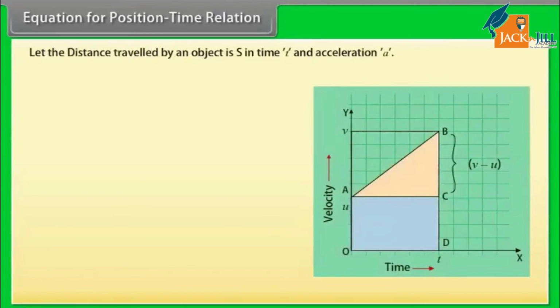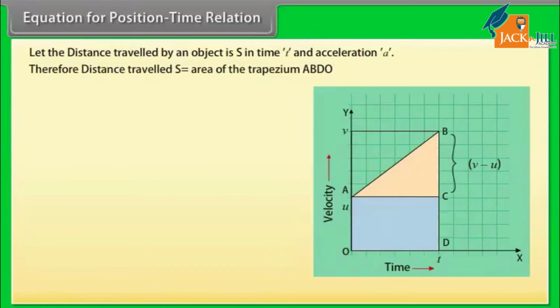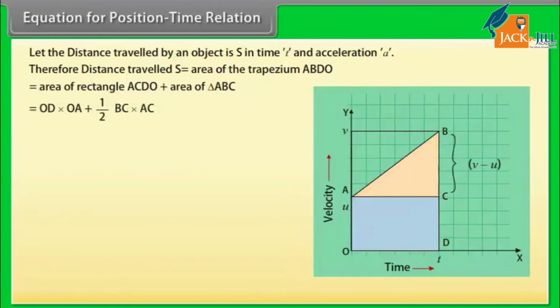v equals u plus at, which is the first equation of motion. Equation for position-time relation. Let the distance traveled by an object be s in time t with acceleration a. We can see that the distance traveled by the object is obtained by the area enclosed within. Therefore, distance traveled s is equal to the area of the trapezium ABDO, which equals the area of rectangle ACDO plus the area of triangle ABC, which is equal to OD into OA plus 1 upon 2 BC into AC.